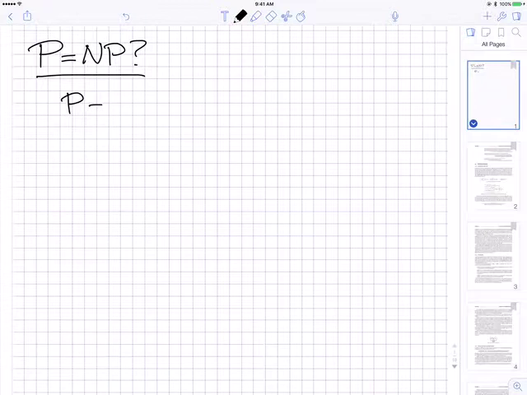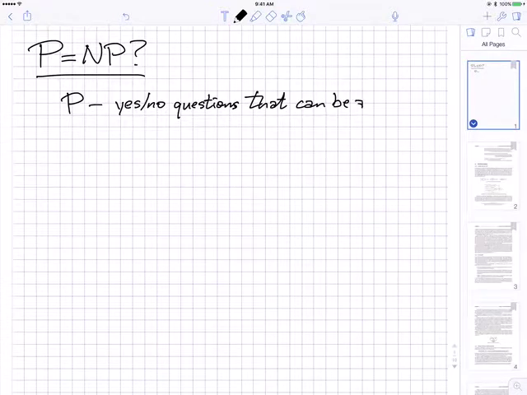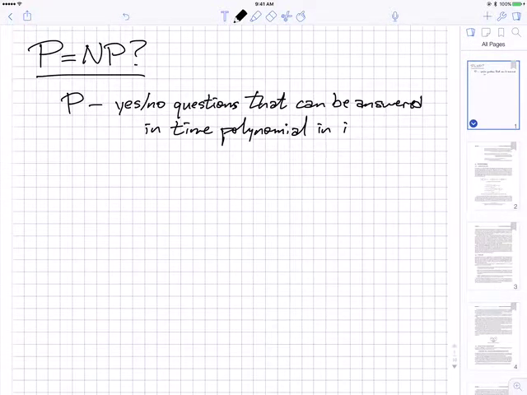Okay. So if we think in terms of that formalism, P is the set of yes-no questions that can be answered in time polynomial in the input size.